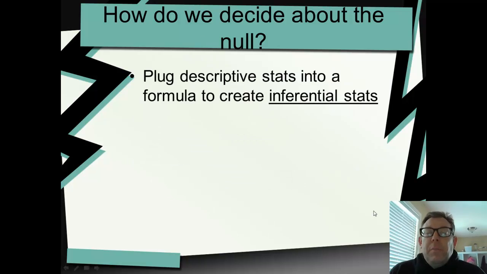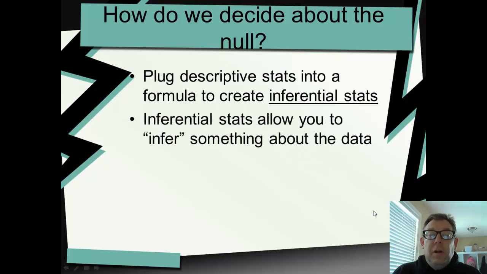We'll take the descriptive stats and we'll plug them into a formula, and that's how we create our inferential stats. You remember I said the descriptive stats are used to simplify the raw data, and the inferential stat is used to simplify the descriptive stats. And we're going to reduce it down to a number that allows us to make a decision about the null.